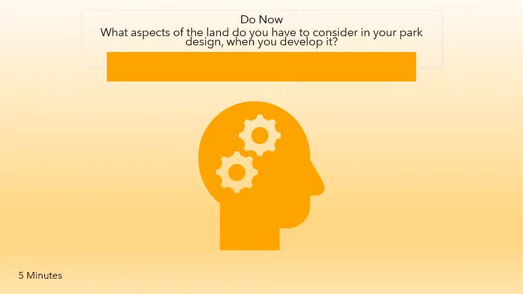What you'll do now is consider what aspects of the land you have to consider in your park design when you develop it. Just scribble them down. We know the problems we've got and we're going to be adding to them today, but what other things might you have to consider? It might be the type of land that it is, whether there's any piping running underneath it and so on. So just make a little list there for 5 minutes.